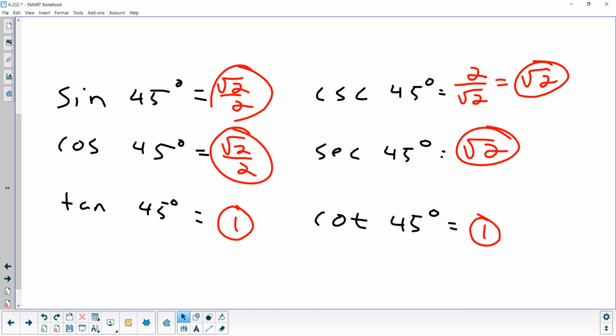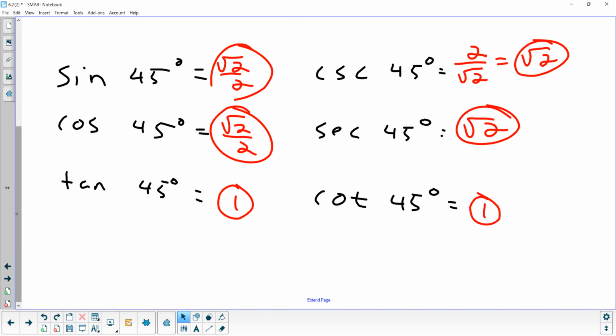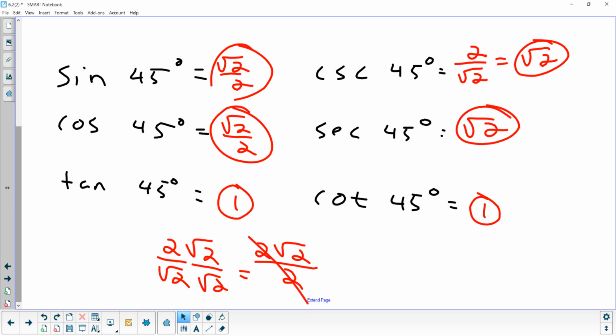I feel like it might be beneficial if we go over how to simplify that from 2 over the square root of 2 to the square root of 2. So when you have 2 over the square root of 2, and you want to fix it, you multiply top and bottom by square root of 2. You get 2 root 2 over the square root of 4, which is 2. But then the 2's cancel. So it's just square root of 2.